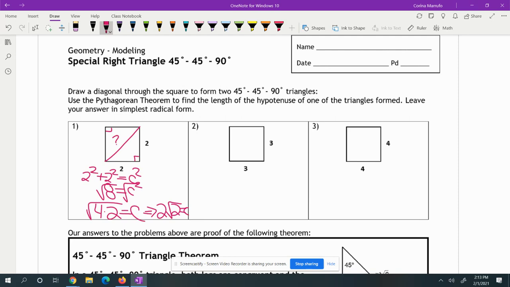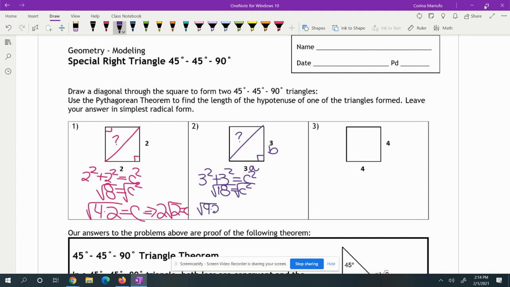Okay? All right. Looking at the next one, we do the same thing. So we draw on our diagonal. This is my right angle. This is my A, this is my B, and we're looking for our C, our hypotenuse. So 3 squared plus 3 squared equals C squared. 3 squared plus 3 squared gives us 18. This equals C squared. We take the square root to get our C, but we can't take the square root of 18 and get a whole number.